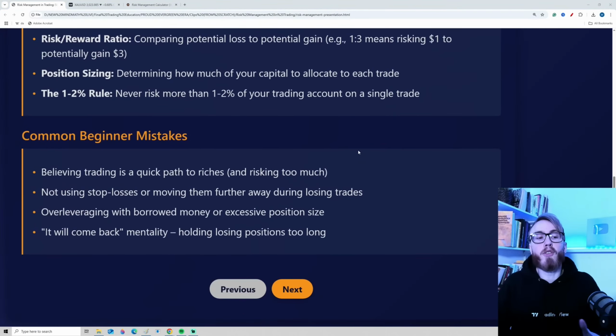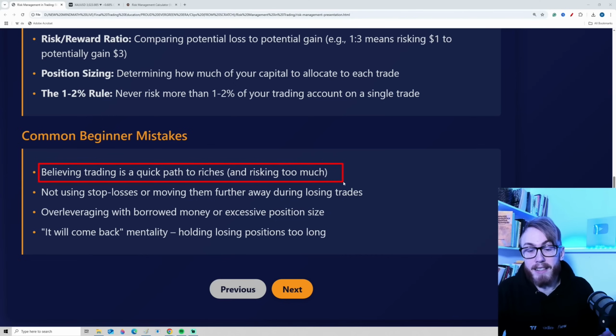But now let's move on to some very common risk management beginner mistakes. And the first mistake here is basically the belief that trading is a very quick path to riches, and this leads to risking too much, and this is often the path to losing a lot. I think we have a quote, something along the lines that trying to get rich quick is the quickest way to get poor quick. It's not exactly like that. I misremember the exact quote, but I think you get the point here.